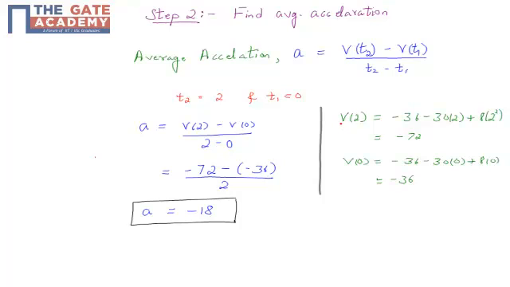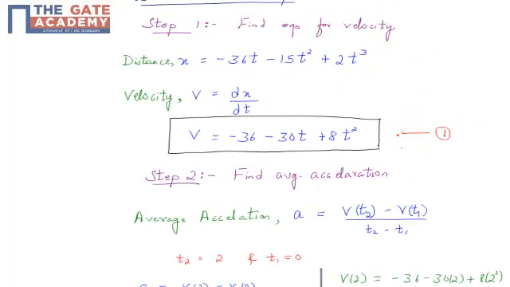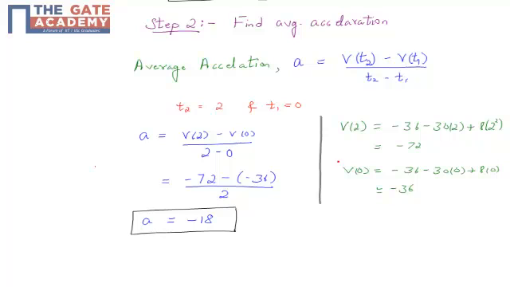Now first of all we will compute v of 2, substituting the value of t equal to 2 in our equation 1. So we get v of 2 is equal to minus 36 minus 30 into 2 plus 8 into 2 square. So our answer for v of 2 would be minus 72. Similarly we would compute v of 0. Substituting t equal to 0 in equation 1, we get v of 0 is equal to minus 36.